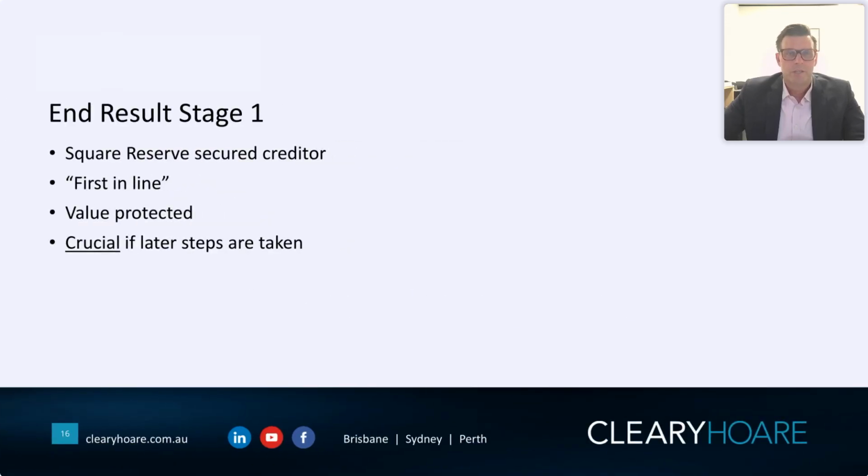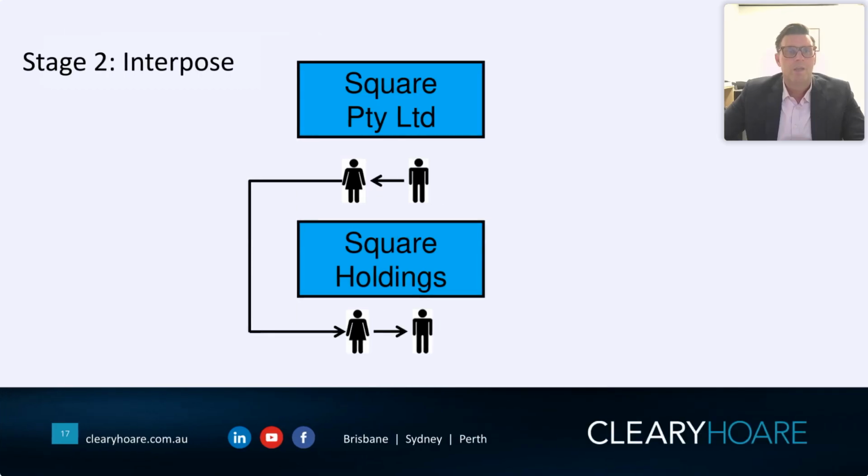The end result of stage one, and if that's all we do, if all the client is concerned about is the asset protection aspect, is our Square Reserve is a secured creditor. It's first in line, value is protected. It is, however, crucial if we then enter into the world of consolidations. And why may we want to do that? Well, this is where we get into the second part.